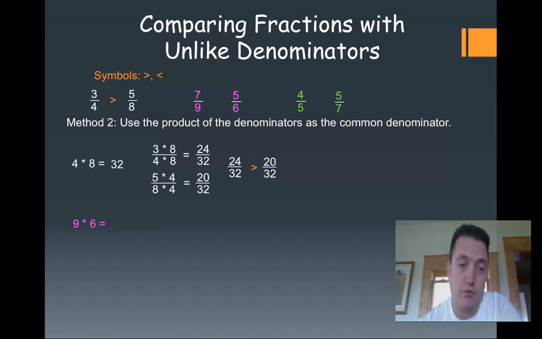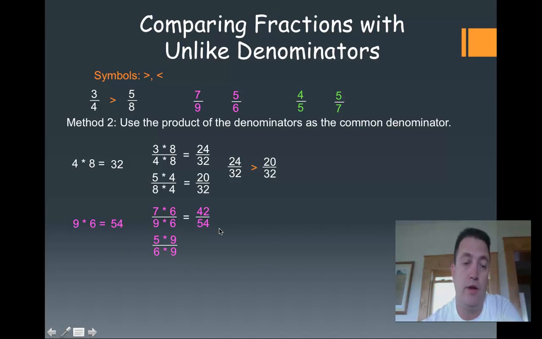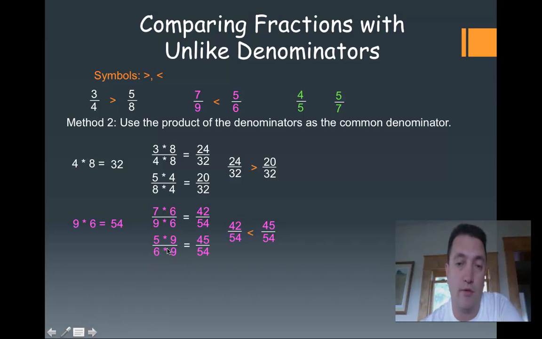9 times 6, which is 54. So now we're going to make both of these into 54ths. We're going to use multiplication so that we can get a common denominator of 54. We multiply the numerator and denominator by 6 here, and we're going to multiply the numerator and denominator by 9 in the next one. So when we compare 42/54 to 45/54, we can see that 45 is the greater of the two fractions. So we go back again to the original numbers that were up here, and you can see 45/54 is equivalent to 5/6. So 5/6 is your greater fraction here.